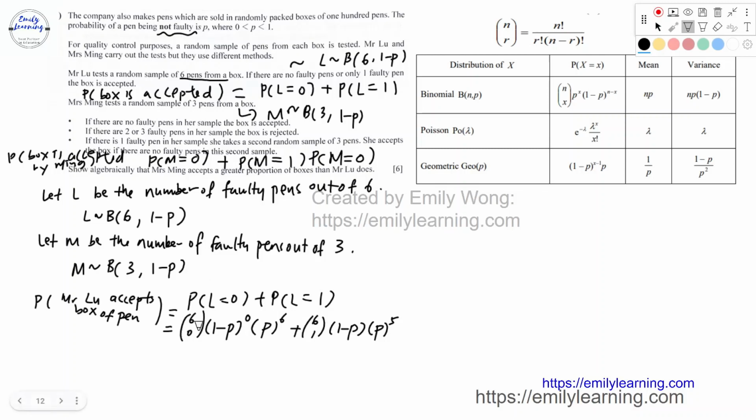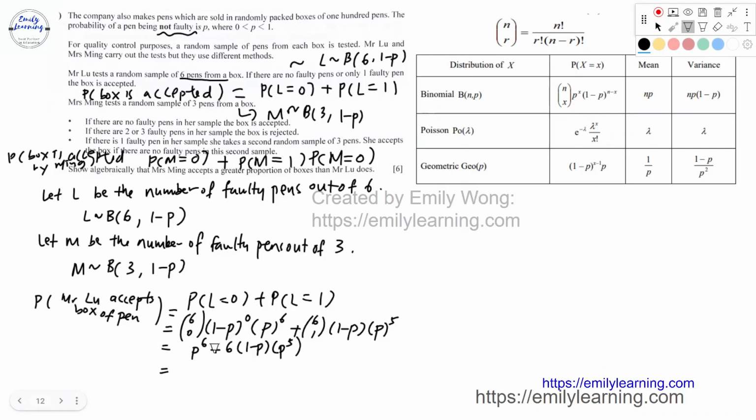So 6 choose 0, 6 choose 1, you can type in the calculator. Actually, you don't need this. So 6 choose 0 is 1. So it's 1 times P to the power of 6. So here's P to the power of 6. And then here, 6 choose 1 is 6. So I have 6, 1 minus P, P to the power of 5. So this is the probability of Mr. Lu accepting a box of pen.